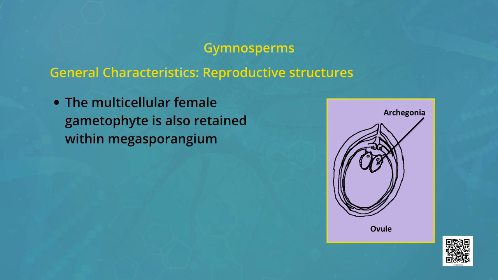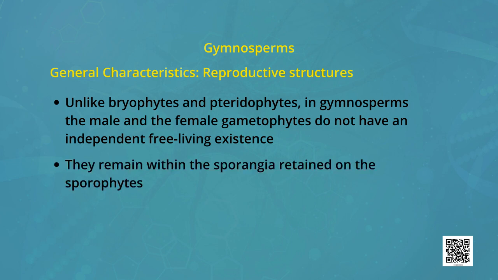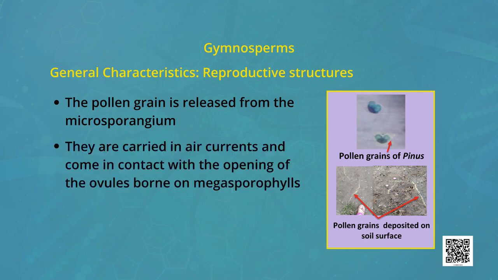The gametophyte is retained within the megasporangium before and after fertilization. Thus, we can say that the gametophyte is not independent or free living, unlike in bryophytes and pteridophytes. They are retained within sporophytes. The pollen grains are released from sporangia and are carried away by wind. So, anemophily happens here, which is pollination by wind. Unlike pteridophytes, no water is required for fertilization here.